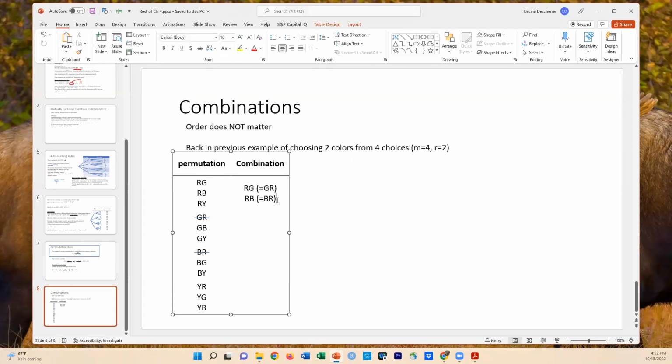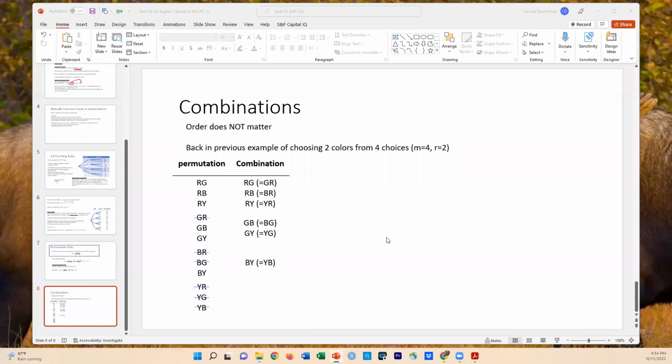We're taking care of that one. And then the same thing with each one of these. Red, yellow is equal to yellow, red. So we can take care of yellow, red already. So these are equivalent when it comes to a combination. So now we can see that the number of combinations is much smaller than the number of permutations.